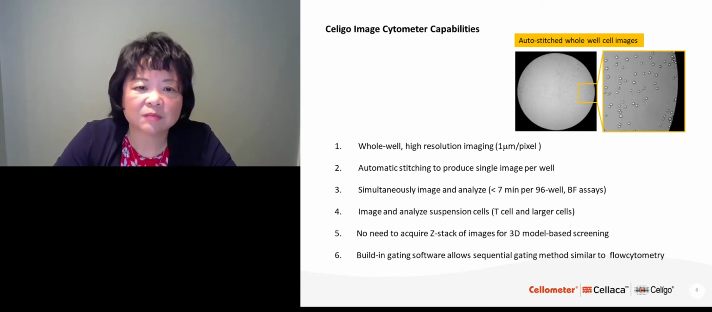A lot of times, suspension cells pose a challenge for imagers because they move around when the plate is moved on the imager. So it is very important for us to be able to scan and image suspension cells.